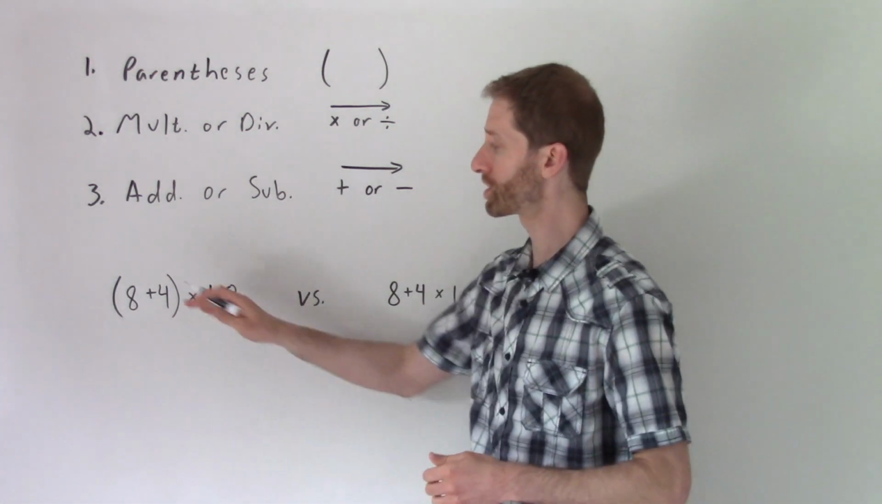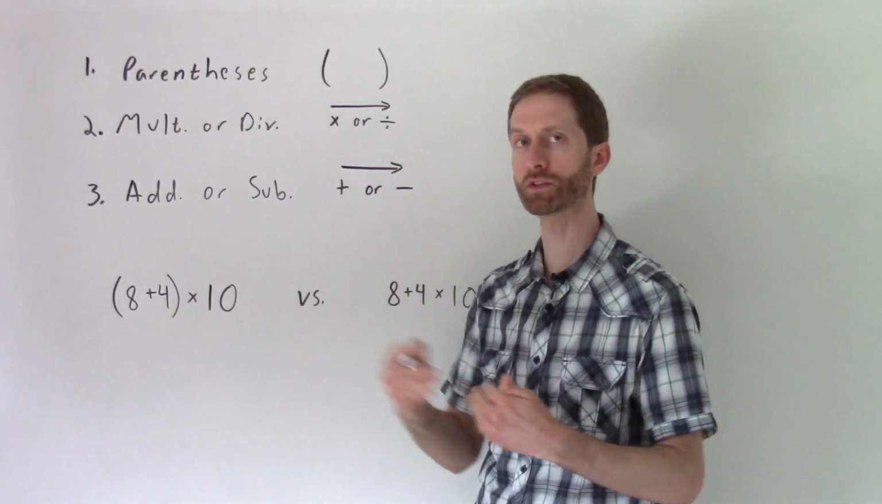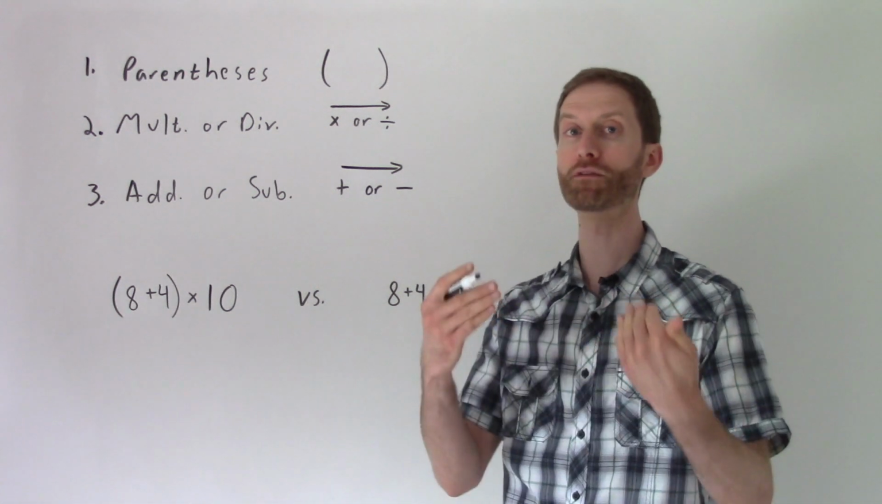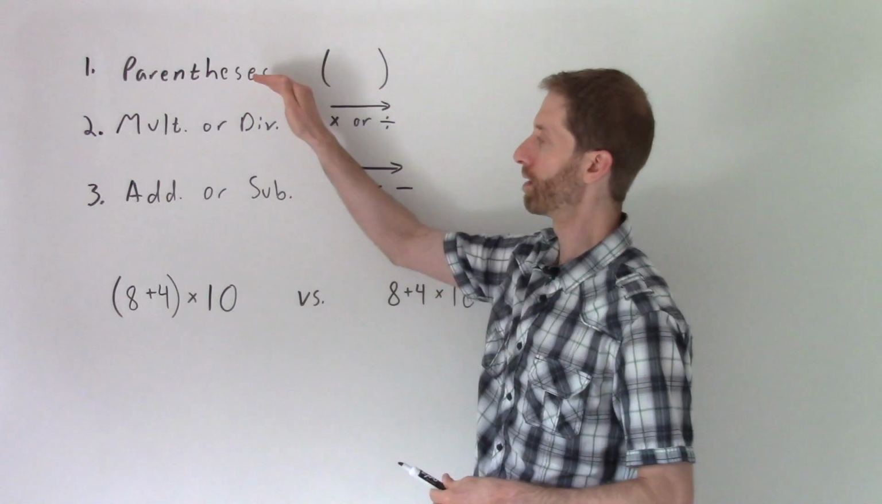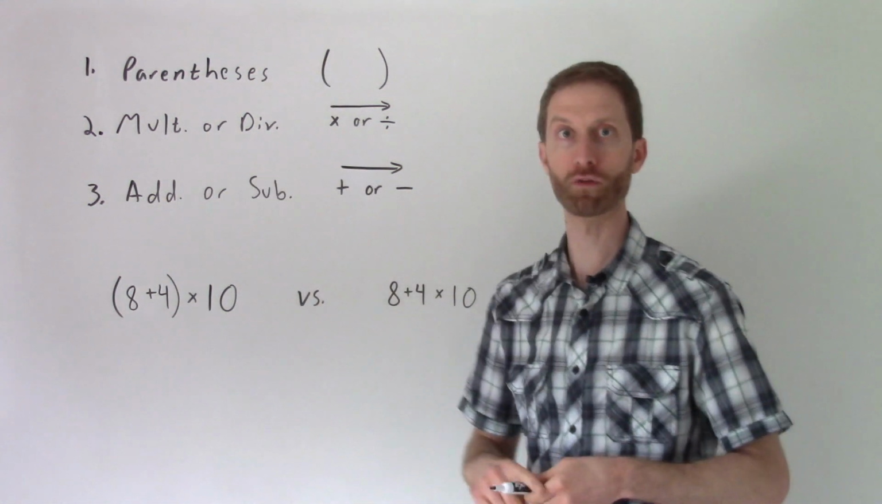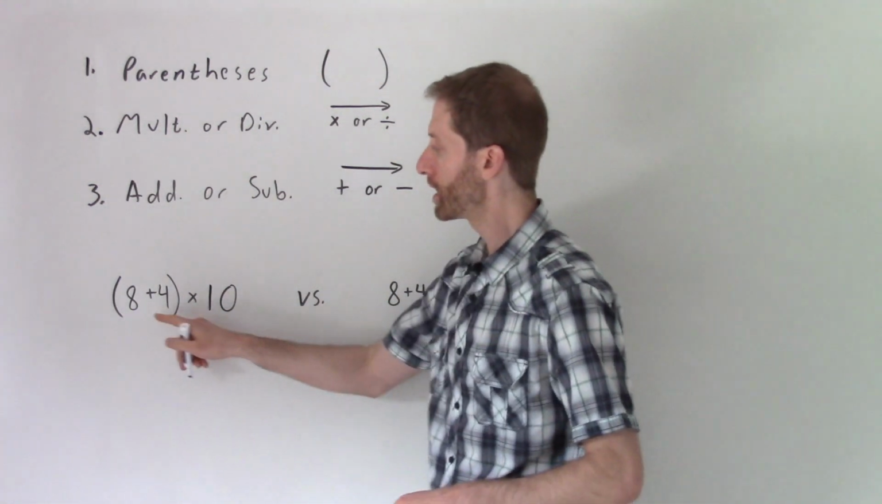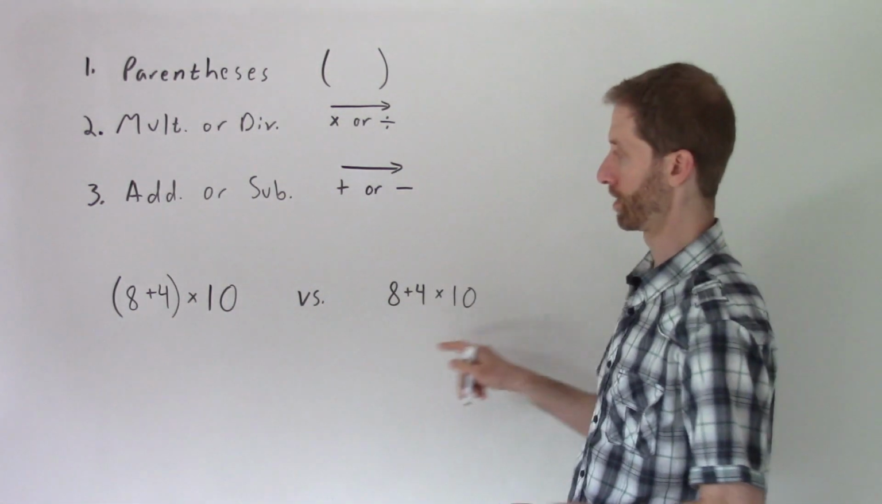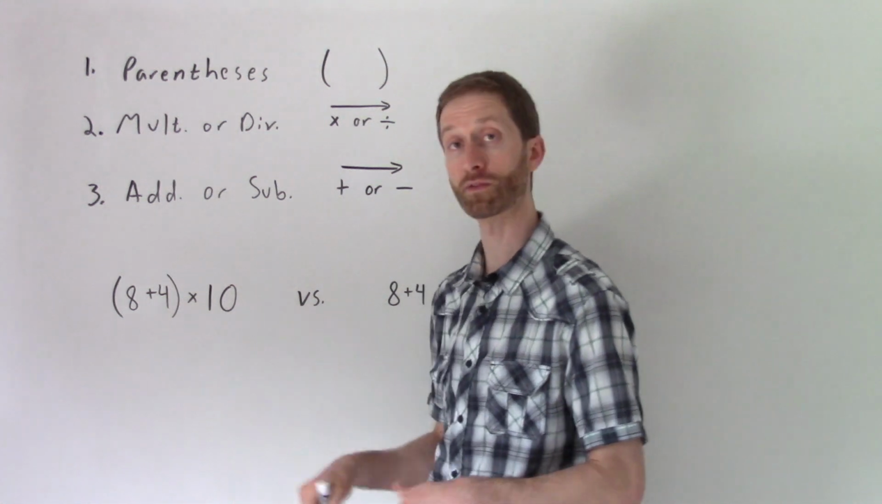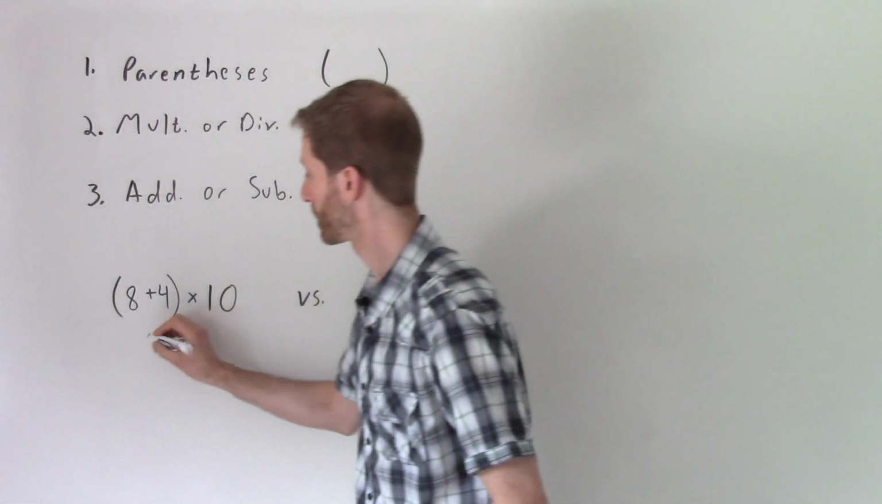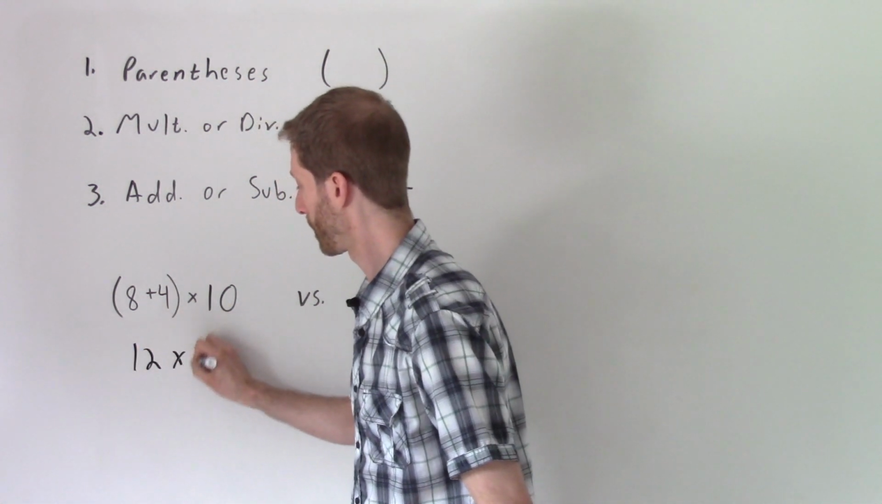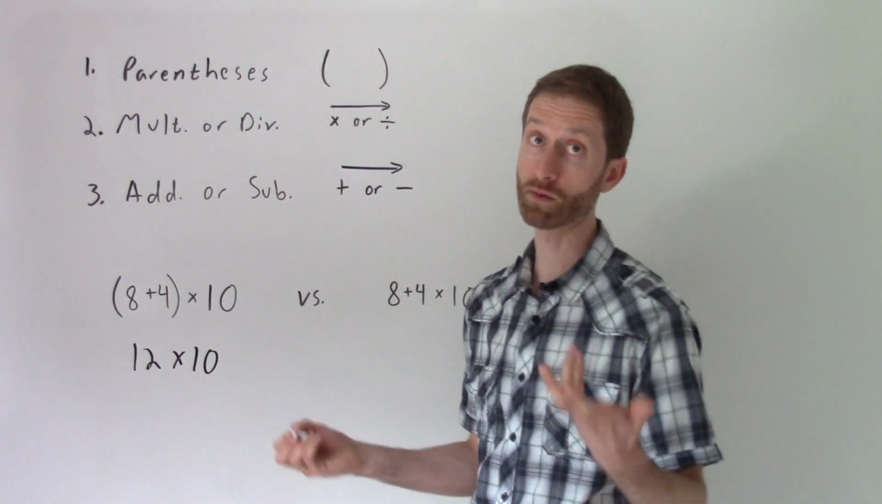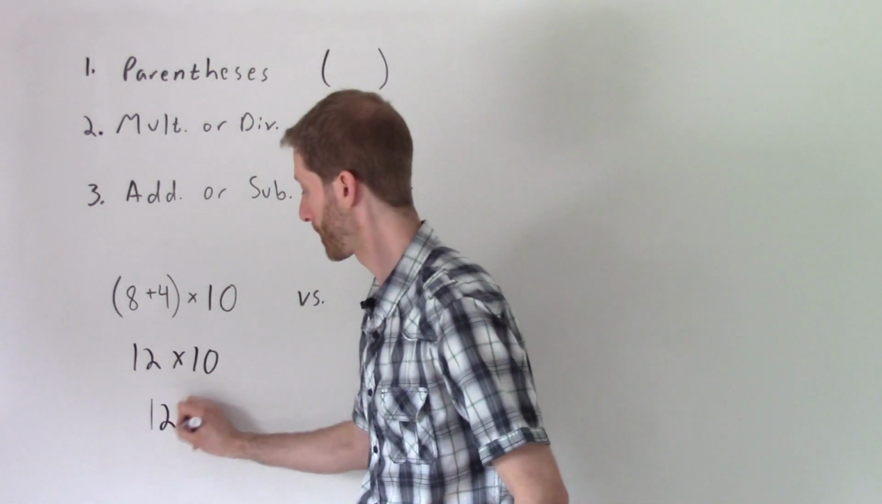So I want to show you just the power of parentheses to prove to you that it is the most effective part of all of these steps and thus should go first. Okay, so in this section here, we've got parentheses with 8 plus 4. So we do those first. And then from there, we get 12 times 10, which is 120.